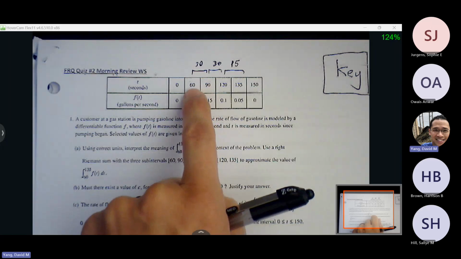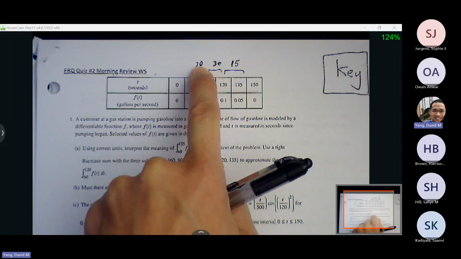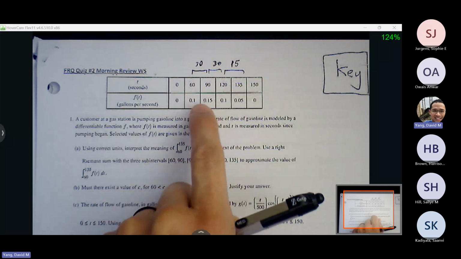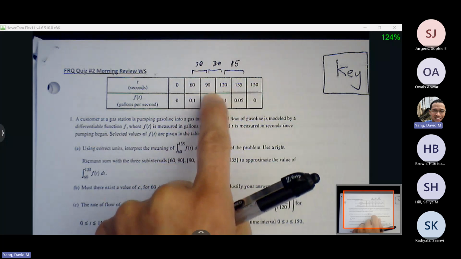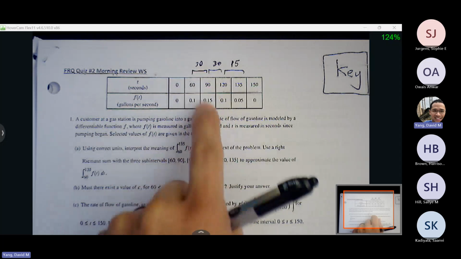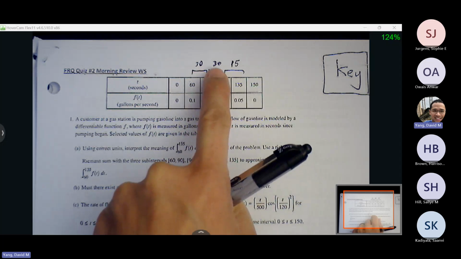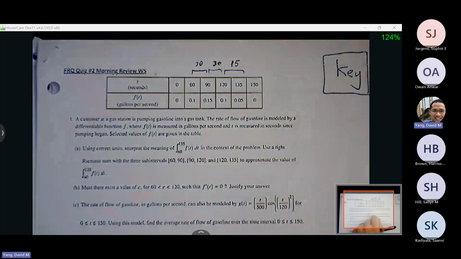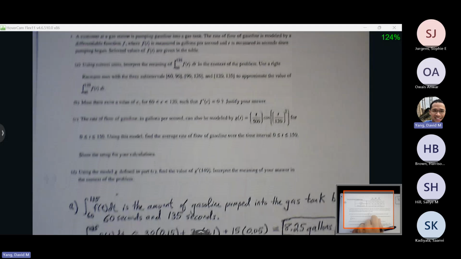So for the right Riemann sum, this is the width of the first rectangle, the width of the second rectangle, the width of the third rectangle, and then we want to pick the right endpoint of each subinterval. So the first rectangle will be 30 times 0.15, the second rectangle will be 30 times 0.1, and the last rectangle will be 15 times 0.05. And if we're accumulating all these gallons per second over a period of time, then that's going to translate to the total amount of gasoline that the customer has pumped into his gas tank in that time period.